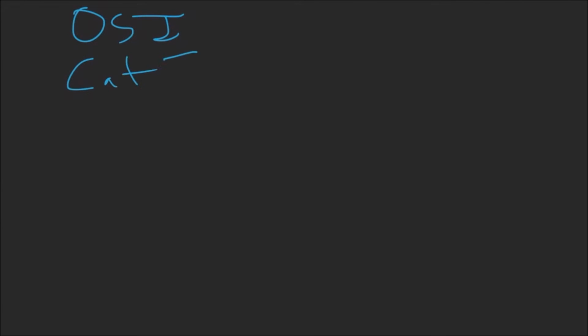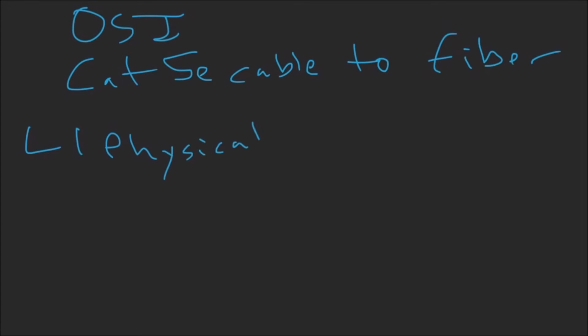So let's get some examples of why we would use this. So let's say you're replacing your Cat5e cable with fiber. This would be a layer 1 change for the physical interface of the OSI model, and it only has to be concerned with the layer 2 side, the data link layer.